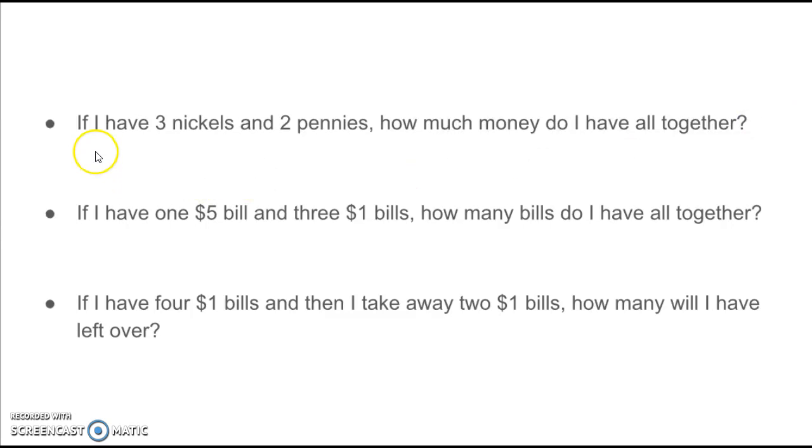So let's see. If I have 3 nickels and 2 pennies, how much money do I have all together? Now the key word for this is all together. And all together means you're going to be adding the stuff together. So the next one is, if I have 1 $5 bill and 3 $1 bills, how many bills do I have all together? Now again, all together are the key words right there.